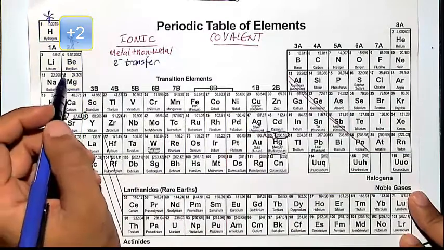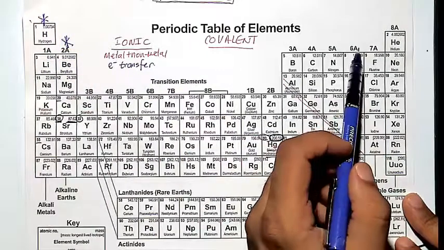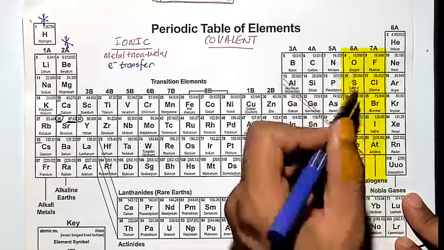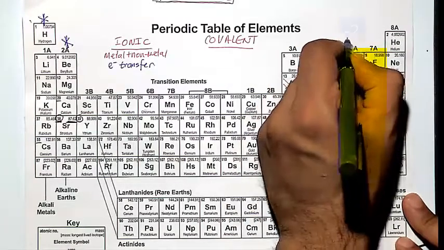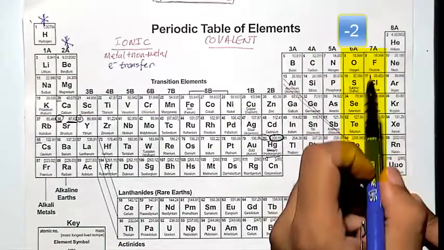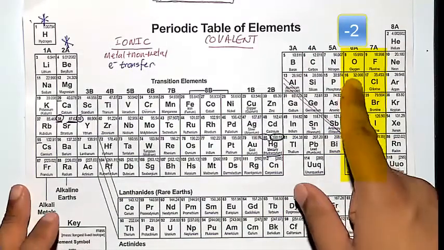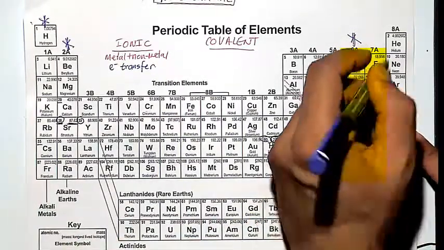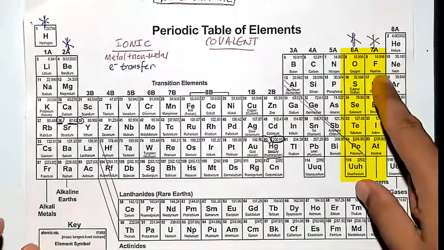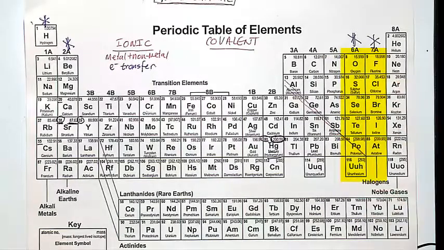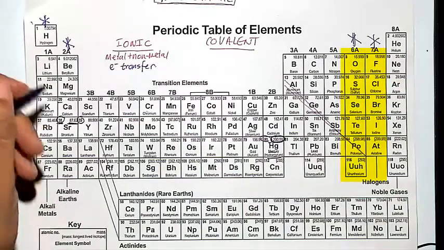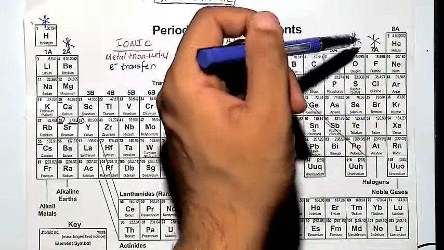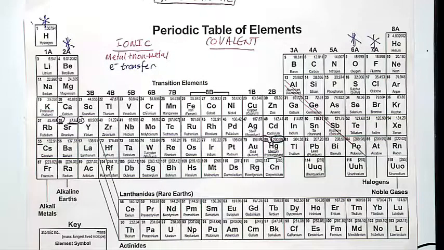So group 1 and 2, 1A or 2A, like to react with group 6A or 7A, or group 16 and 17. Group 6A usually like to be -2. That's how they achieve their nearest noble gas configuration, so they will gain 2 electrons. And then the halogens like to be -1, so they will gain an electron to obtain their nearest noble gas configuration. So ionic compounds are going to be group 1 and group 2 really reacting with group 16 and 17.